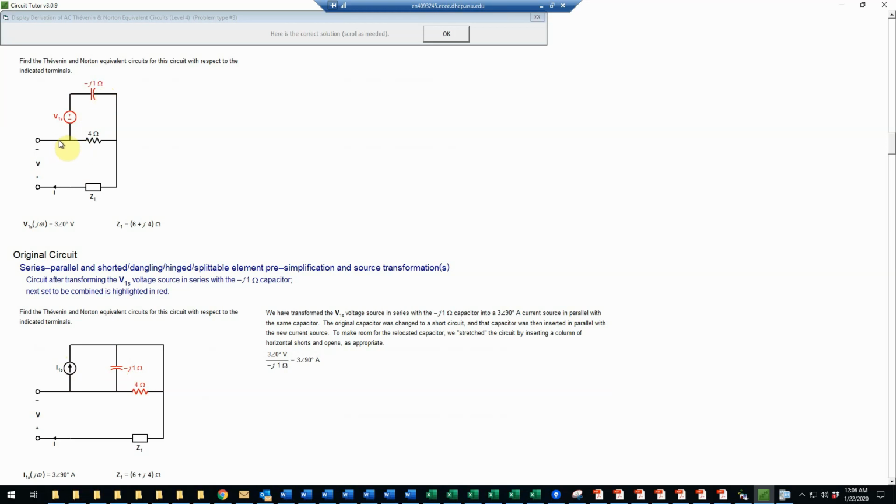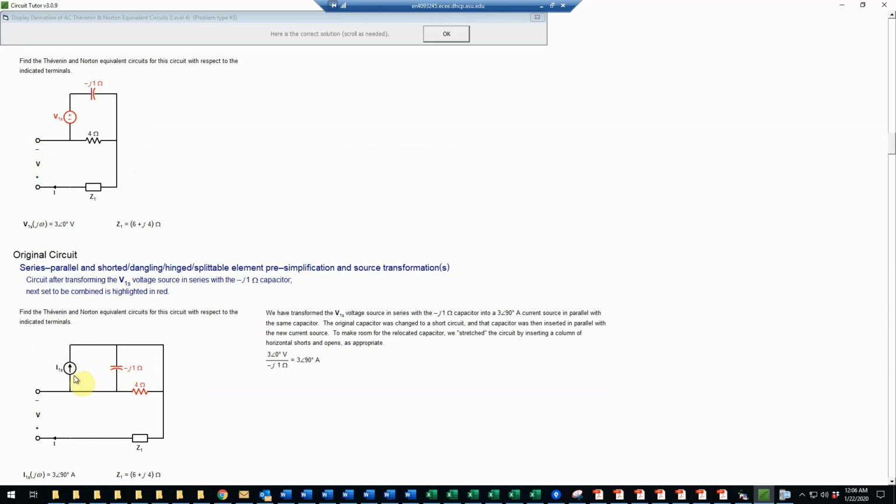They're still connected between the same 2 nodes, the one that goes to the negative terminal here, and the one over here on the right side, which the series combination was connected to. So these are still connected between the same 2 nodes that they were before, which is what it should be.